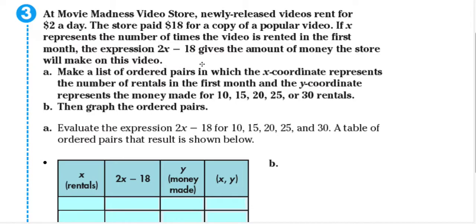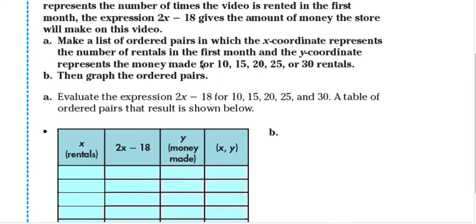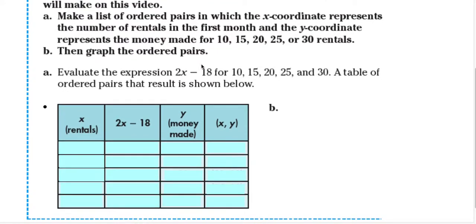Make a list of ordered pairs in which the x-coordinate represents the number of rentals in the first month, and the y-coordinate represents the money made for 10, 15, 20, 25, or 30 rentals. If you notice, these are the values of x. That would be your x. And then letter B, we simply graph the ordered pairs. So first thing we need to do is evaluate 2x minus 18, meaning that we need to substitute x with 10, 15, 20, 25, and 30. The table of values will show us how that's done.